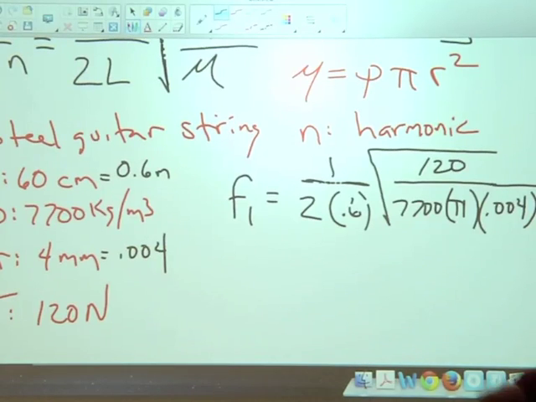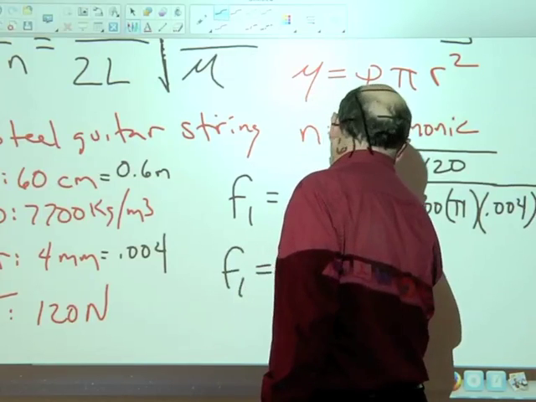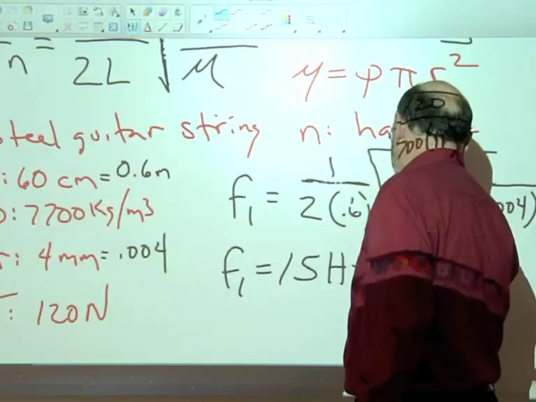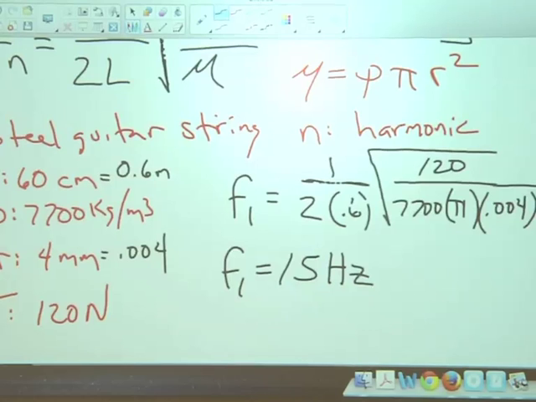You end up, fundamental is going to be 15. And like I said, once I know the first one, everything else is easy. So the second harmonic will be what? 30. Third harmonic will be 45. So again, once we get the first, everything else is just multiples of it.